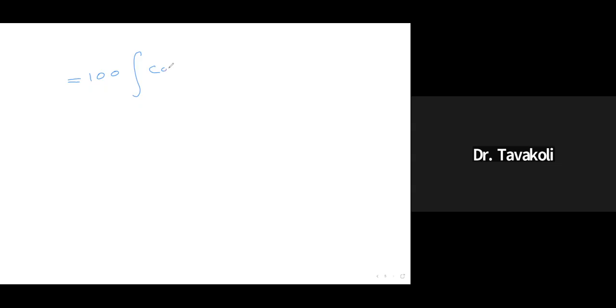Integral of cosine squared t dt. As you might remember, we used the trigonometric identity that cosine squared of an angle is 1 plus cosine of twice that angle, cosine of 2t, all over 2 dt. I can pull out that 2, it's in the denominator, so I will have 100 over 2, which is 50 times the integral of 1 plus cosine of 2t dt.